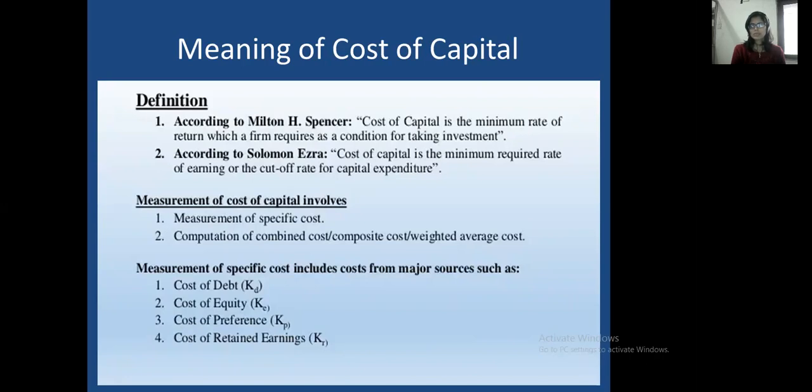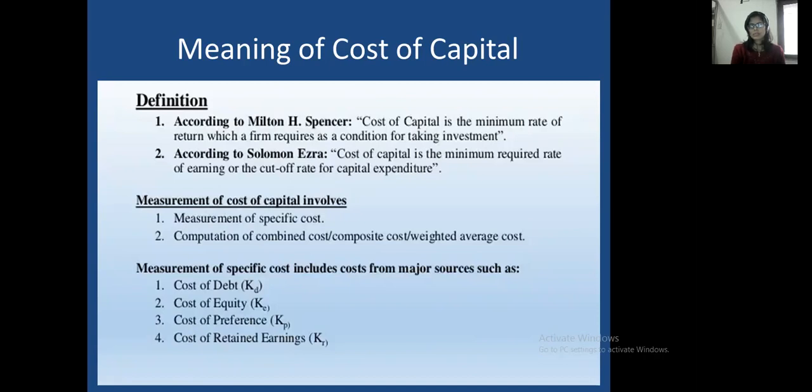That means if you want to do capital expenditure, you need to get a minimum return, which is termed as cost of capital. Now, how can you measure the cost of capital, or what are the costs involved in arranging the funds? Actually, we are arranging the funds through different sources, and these different sources may be debt or equity or preference or retained earnings. So, how we can measure it, we will define in our next coming slides.